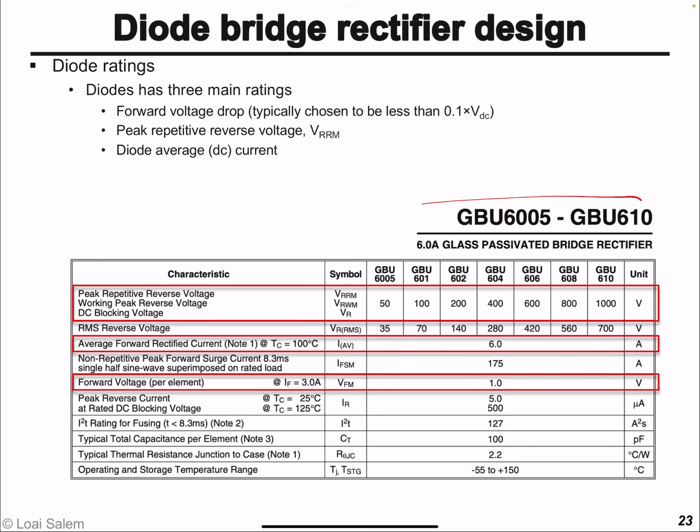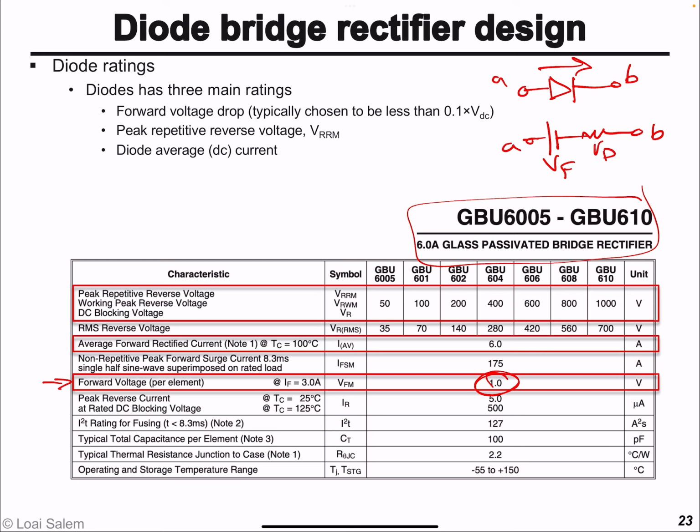If we look at the data sheet of any diode, we'll find there are three important parameters or ratings that we need to take care of. The first one is the forward voltage. So when the diode conducts, we'll find that it can be represented by an ideal battery in series with an equivalent on resistance. This is the forward voltage drop that's given in the data sheet. And this will be the diode equivalent on resistance, which you can also find from the data sheet.